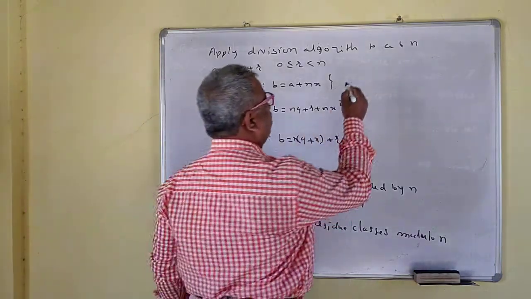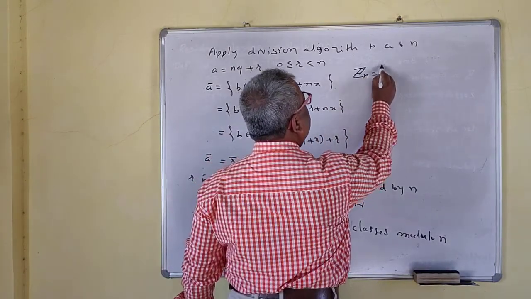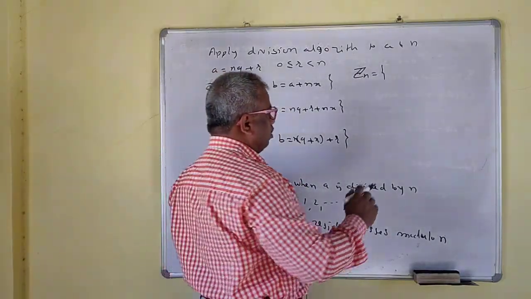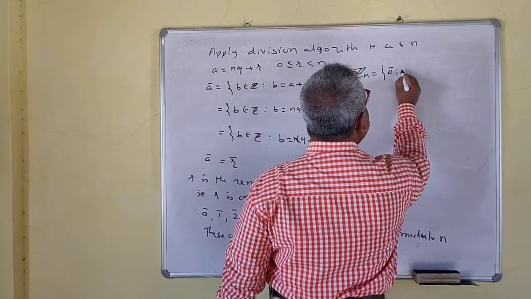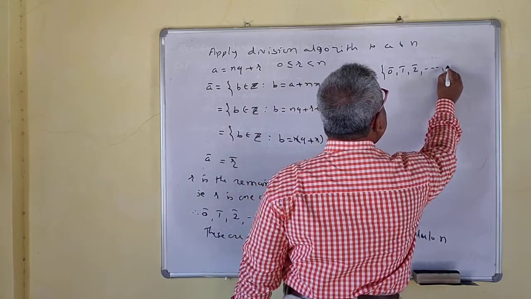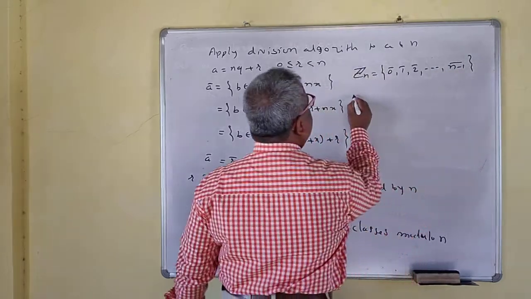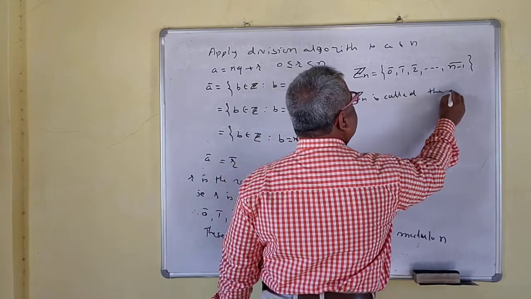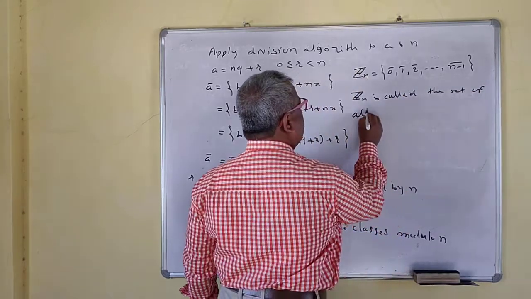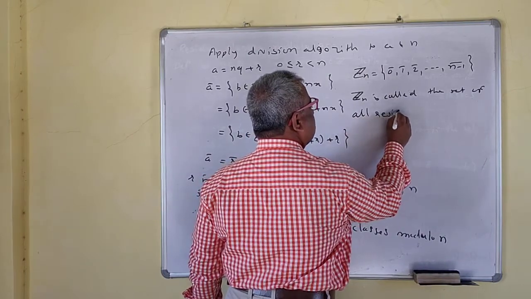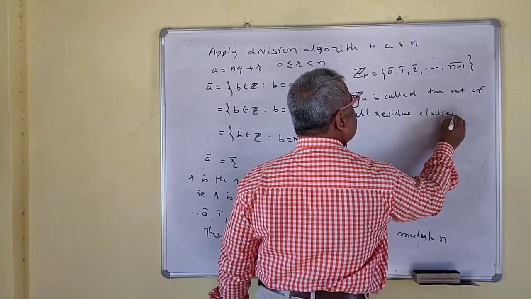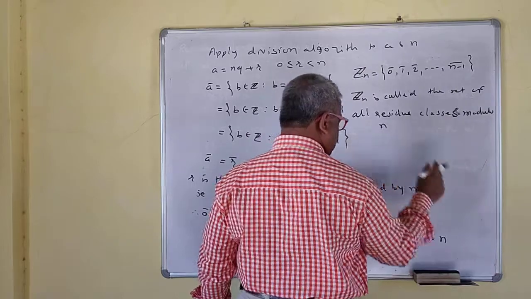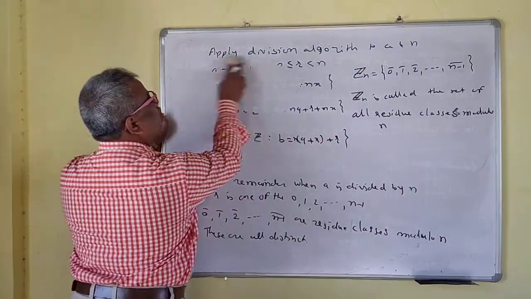So we'll write this as Zn now. Zn means the set of all residue classes modulo n. So Zn is 0 bar, 1 bar, 2 bar, dot dot dot, n minus 1 bar. Okay, so Zn is called the set of all residue classes modulo n.